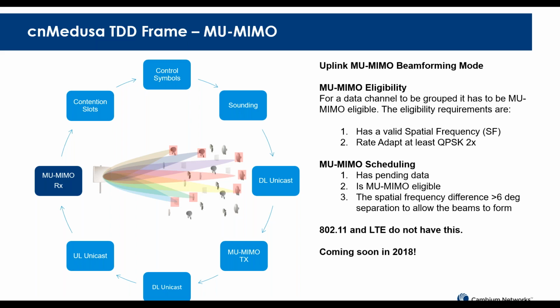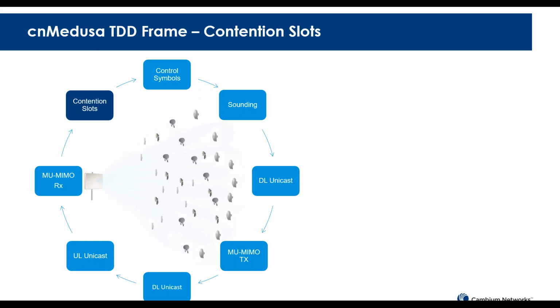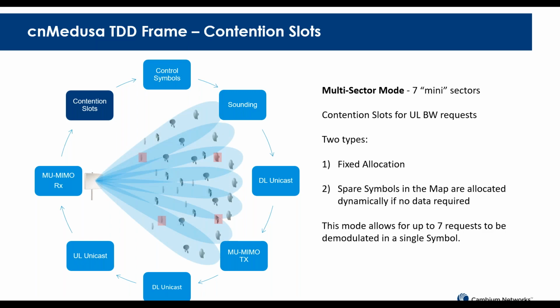Both of these modes, the uplink unicast and the MU-MIMO receive mode, are used for scheduled transmissions where the access point knows which subscriber is transmitting. The last mode is the one used for the contention slots. Contention slots are the ones that are left free for all, meaning with a random access procedure, so that the subscribers that are not scheduled have the opportunity of sending a bandwidth request, for example, or a registration request.